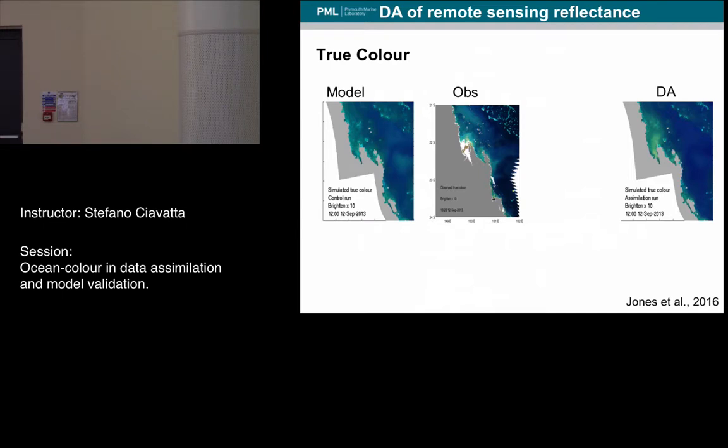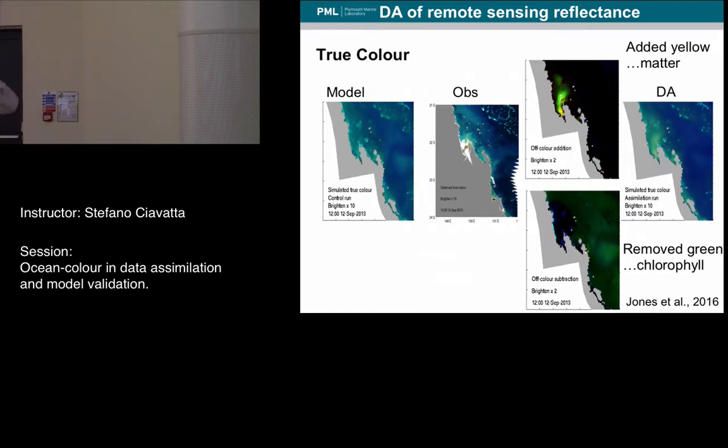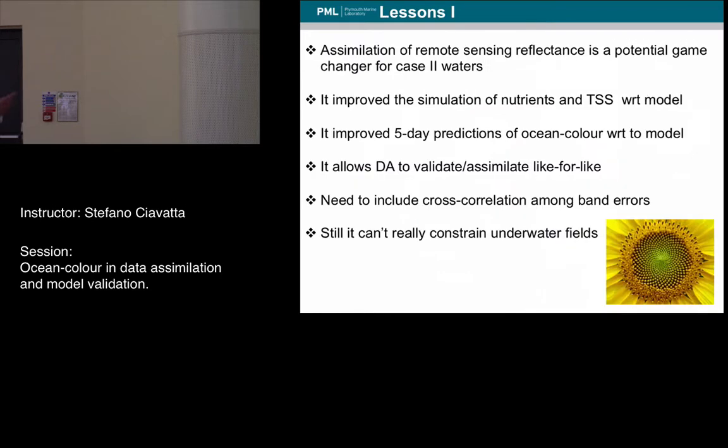But even nicer, I think, is that somehow they computed the differences in color between the two. I don't know anything about optics, so I don't know how they did it, but they could see that the difference between the model and the data assimilation output is that there is more yellow here and less green here. In practice, the data assimilation took out green color and put yellow color on the estuary, and took out green color on the open shelf. That is yellow matter, quantitatively, and it's phytoplankton biomass for the green. So I think this is really potentially a game changer for data assimilation and so on.